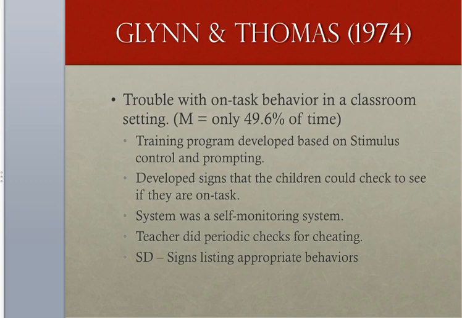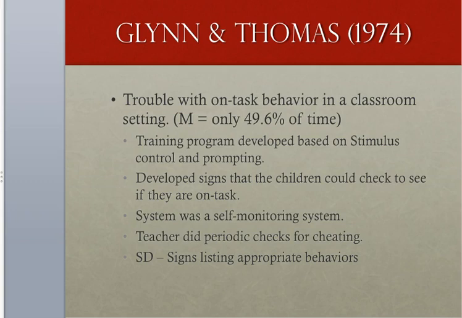And so they developed 2 signs that the children could check to see if they were on task. When you've got that many kids, when you have 34 kids in a classroom, it's very hard to do an intervention at the individual level. And so this study was designed for the children to gather their own data. So the system was a self-monitoring system. They were given checklists, and the teacher did periodic checking for cheating.